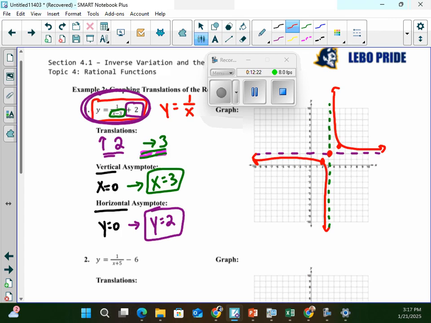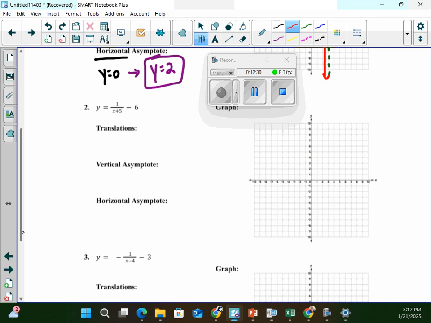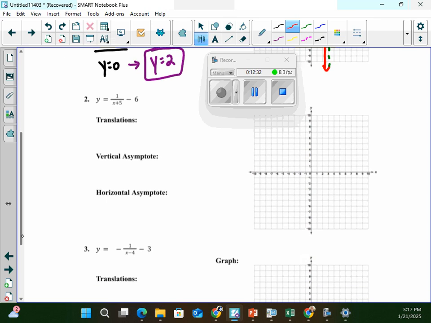Now, if you feel comfortable with this now, you should be okay, but we're going to walk through one more in case you need another one. So here we have y equals 1 over x plus 5 minus 6. Again, the first trick is to identify the translations. X plus 5 tells us we're moving left 5 units. Minus 6 tells us we're moving down 6 units.